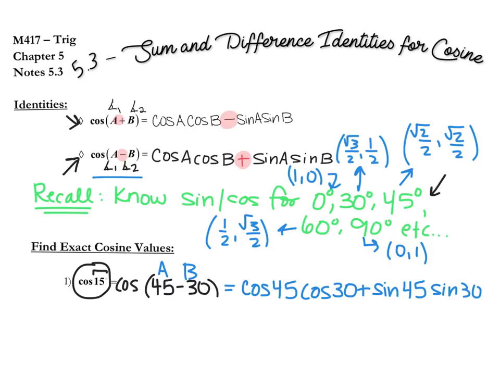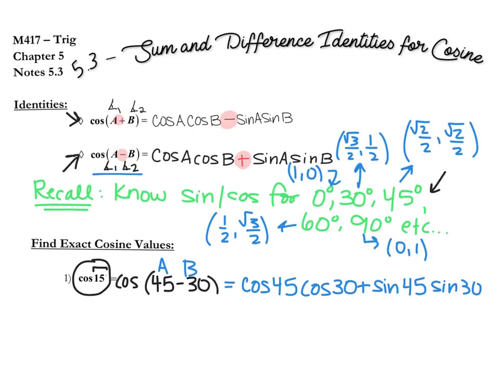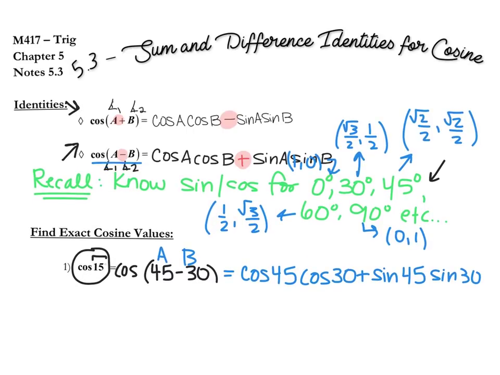That's it, guys. Now we just have to recall. Sorry, I'm going to move this, but we are going to now recall all of these angles. So cosine of 45 is root 2 over 2 times cosine of 30, which is root 3 over 2, plus sine of 45, also root 2 over 2, times sine of 30, which is 1/2.